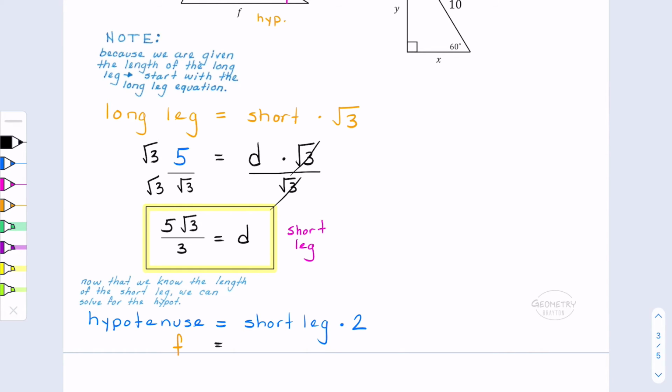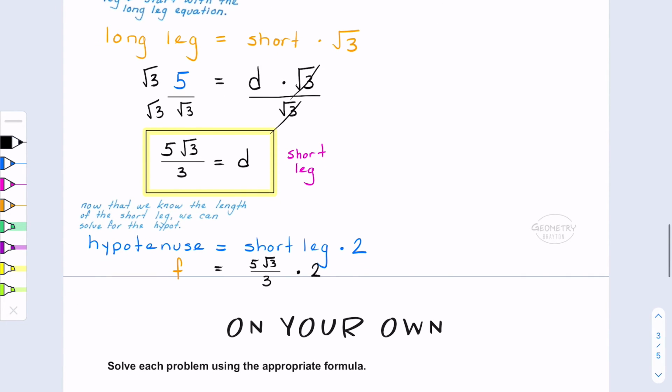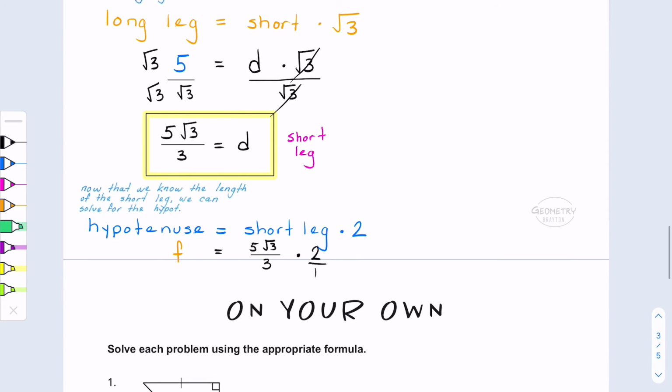This is equal to the short leg, which we just found. The short leg is 5 times the square root of 3 divided by 3. And we're multiplying this by a value of 2. Remember that 2 is technically over 1, and when you multiply fractions together, you multiply the common terms in the numerator and the common terms in the denominator. So our numerator common terms are 5 and 2. When we multiply those together, we know that the value of f is going to be 10 times the square root of 3 divided by 3.